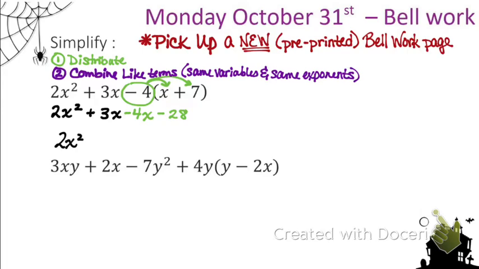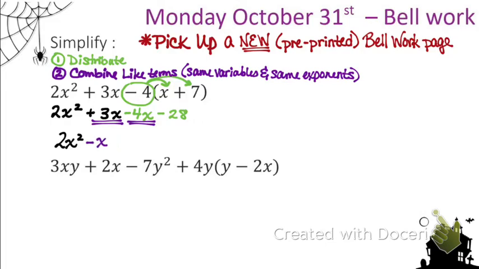I come to my next term, 3x. Is there a like term for 3x? -4x. I'm going to put those two together. I'm going to combine them. If I have 3x's and then I minus 4x's from it, what do I have? -1x. You can write -1x, or you can just write minus x. Remember, if there's not a number in front of the variable, there is one of them.